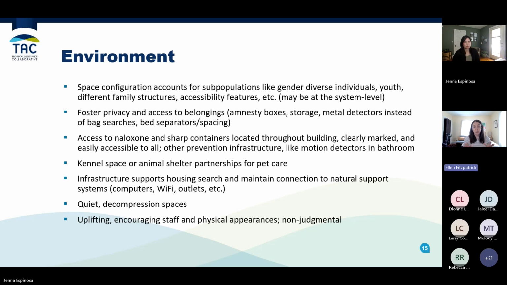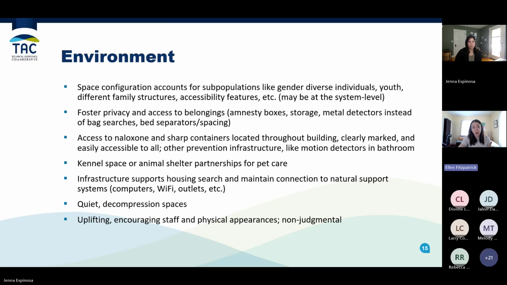Another way to lower barriers from an environmental perspective is to really, wherever possible, foster privacy and access to belongings. So Jenna touched on this, but some of the ways that we've seen shelters across the country try to do this is through things like having storage programs for people to be able to keep their belongings safe during the time that they're experiencing homelessness, whether that's financial assistance to cover the cost of that storage, or more access to a bigger storage space than a small drawer, as someone mentioned, in the actual shelter itself.